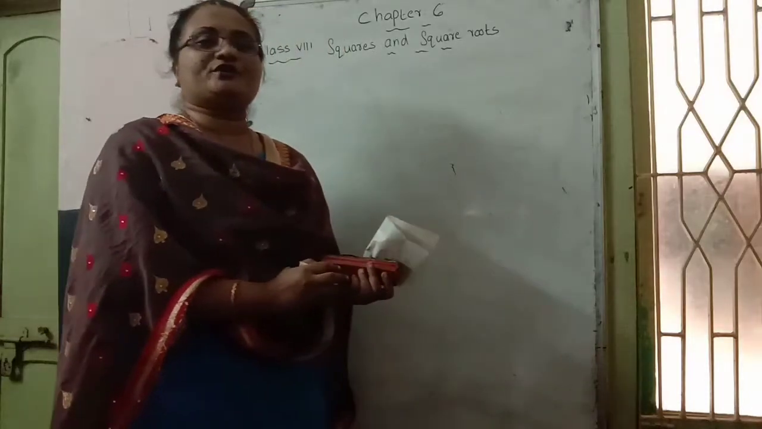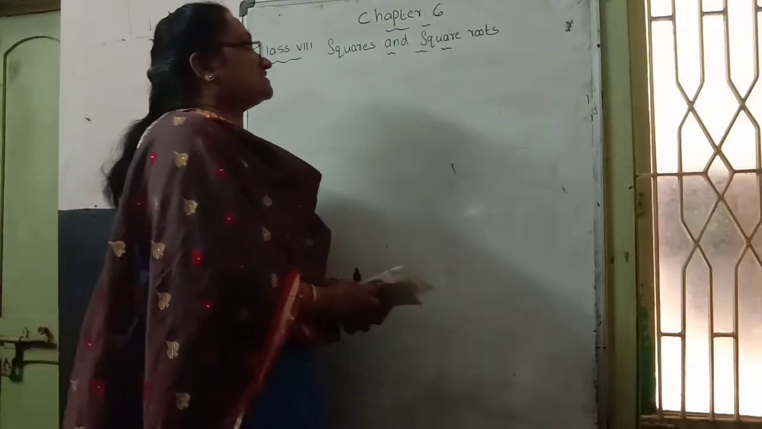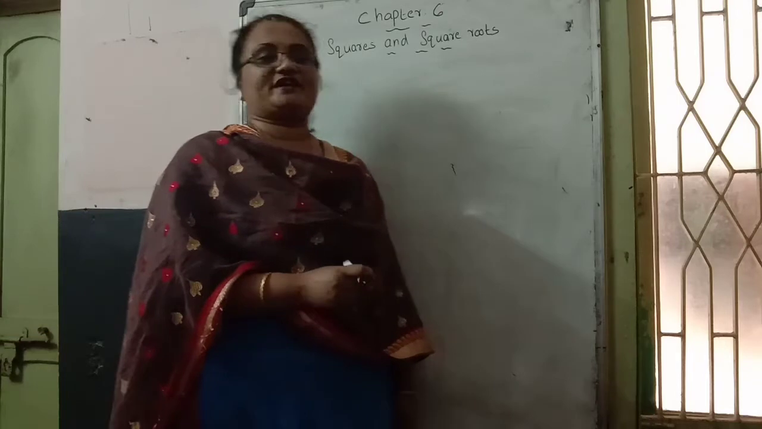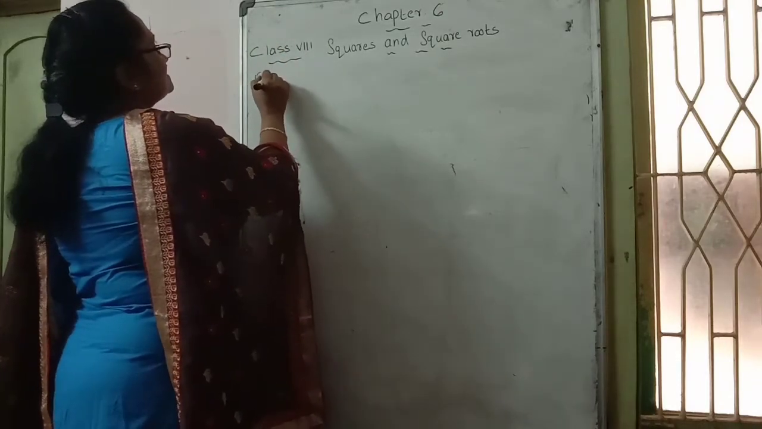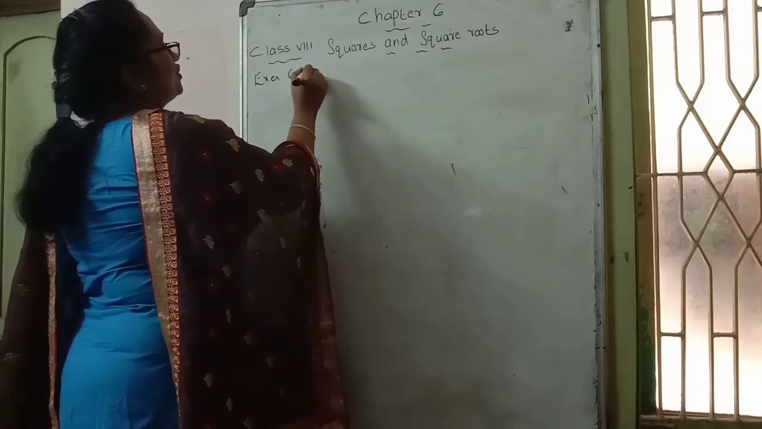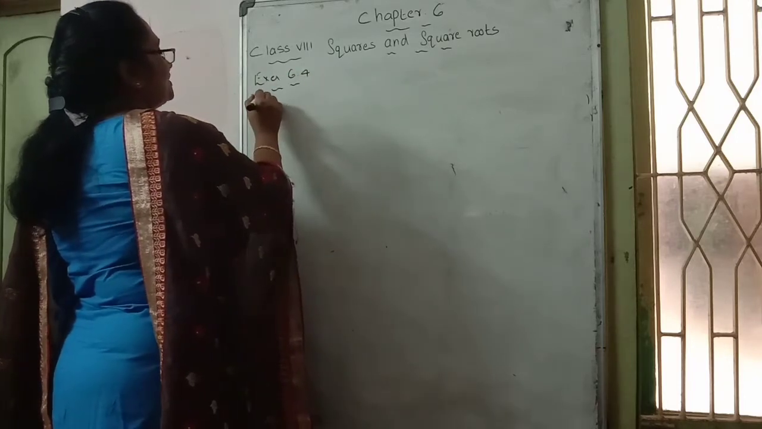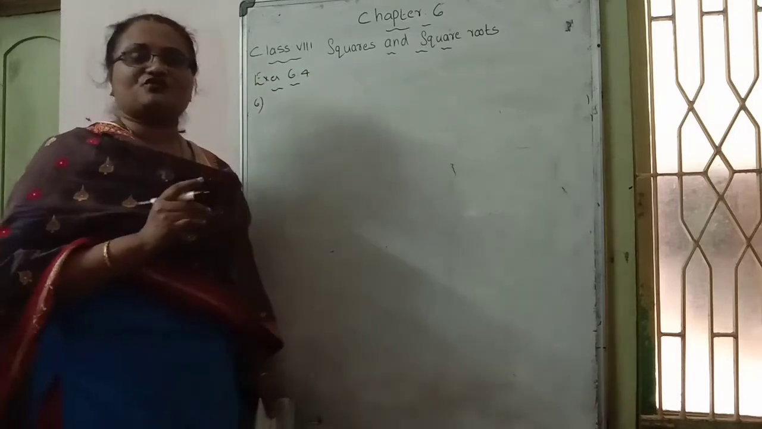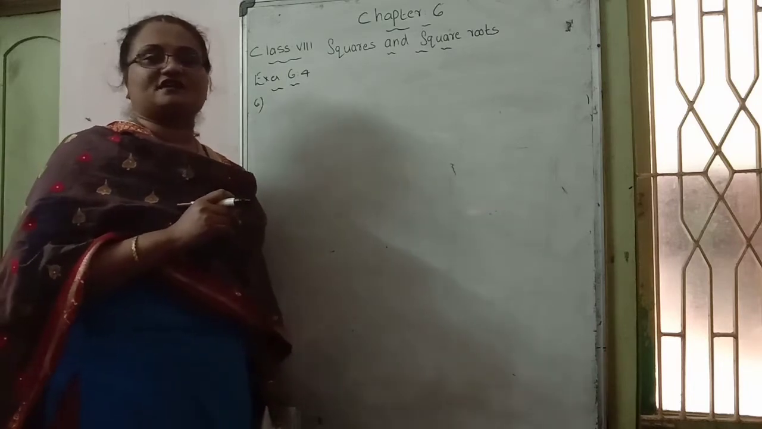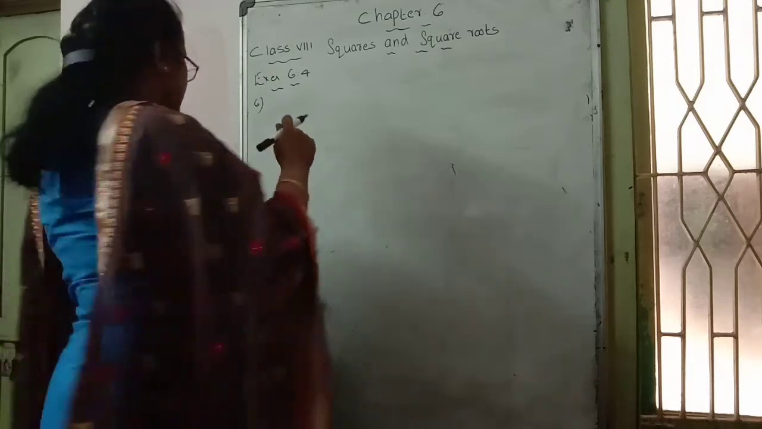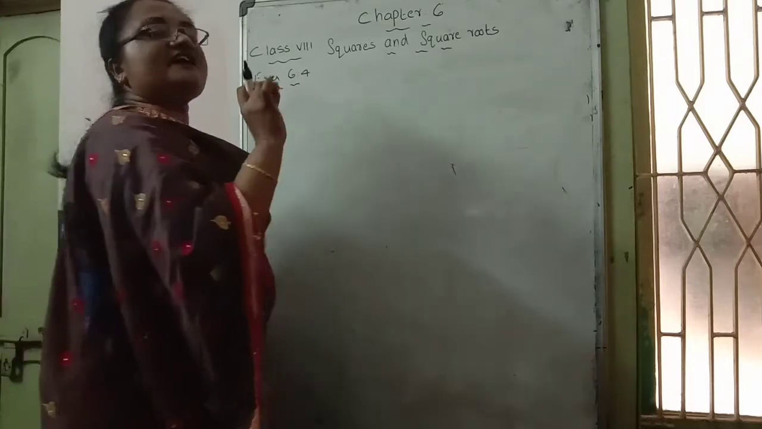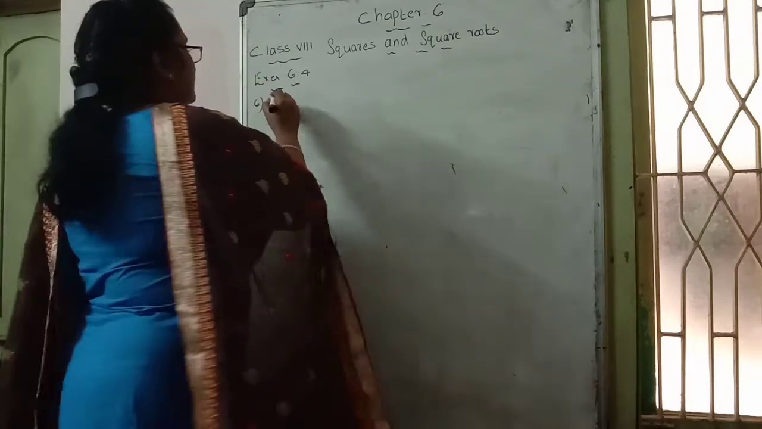Now we are going to discuss chapter 6, Squares and Square Roots. Exercise 6.4, the remaining questions we are going to discuss. Up to the fifth question we completed last class. Now the sixth question.